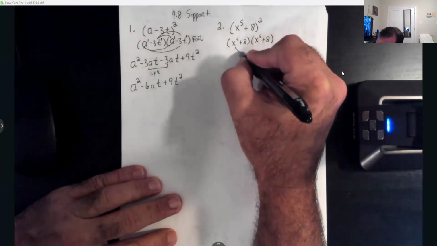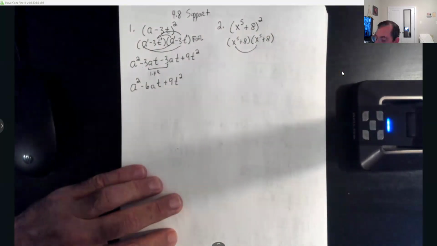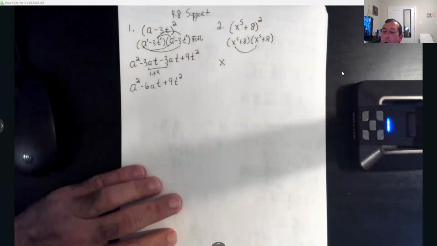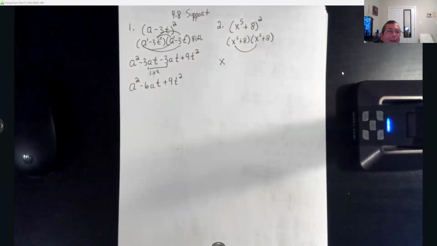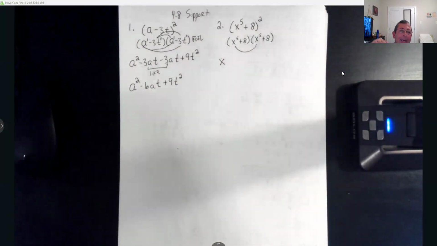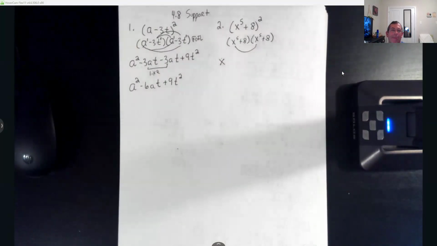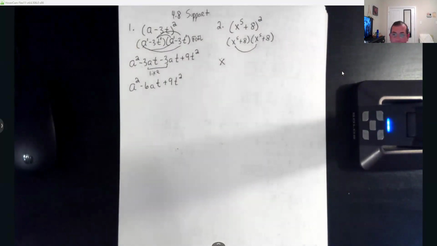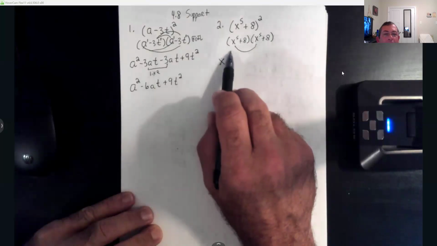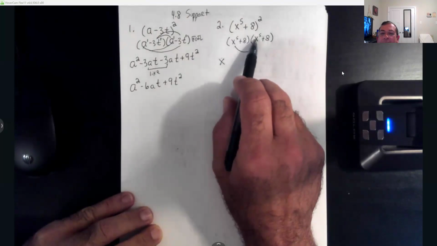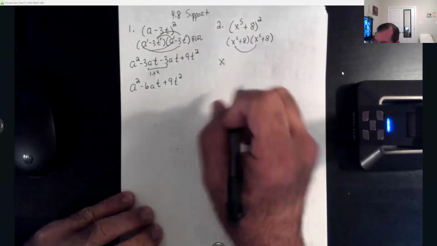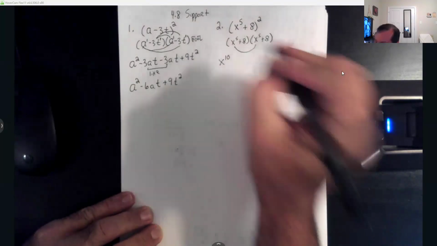So y'all, let's see. x to the fifth times x to the fifth is an x to what? What exponent would I put on that, if you're multiplying an x to the fifth times an x to the fifth? All right, y'all. So remember, when I multiply variables times themselves, I'm going to add those exponents. So 5 plus 5 gives me 10.